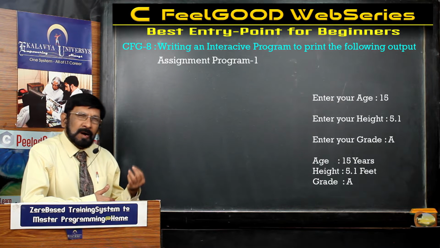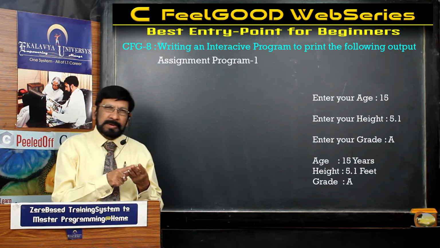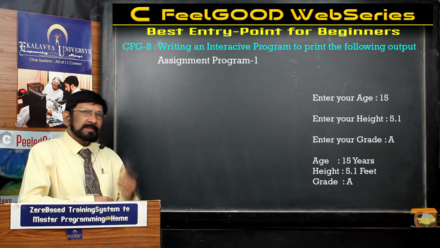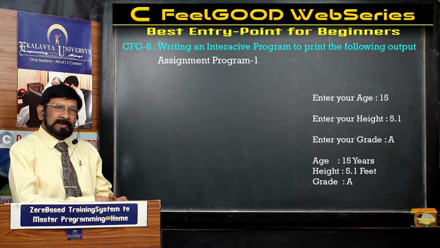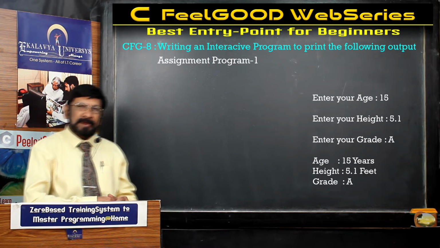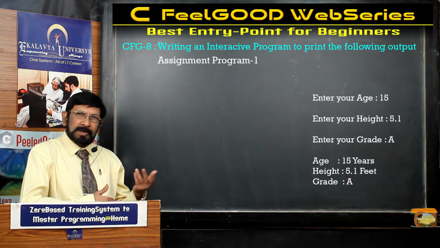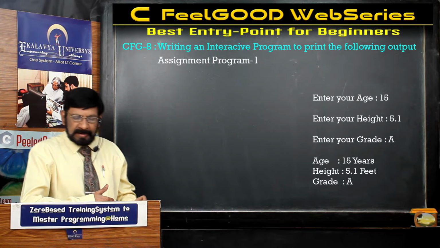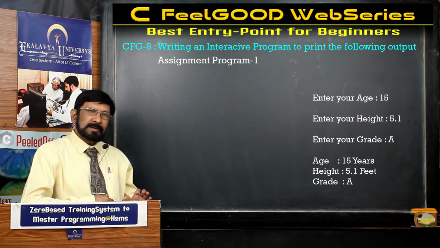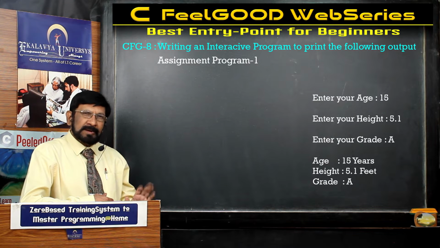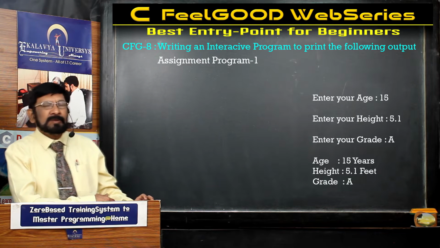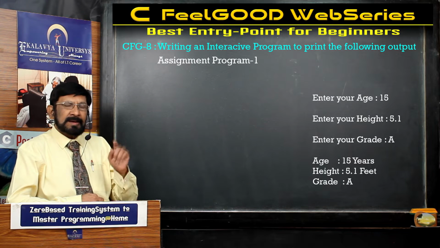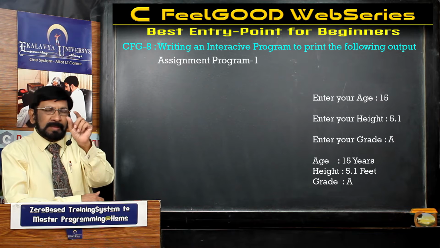First is how many variables are required. Here, obviously, there are three variables. The second one is what the types are. One is age, obviously you have to declare it as an int. Second one is height, obviously you must declare it as a float. Third one is grade, obviously you must declare it as a character.